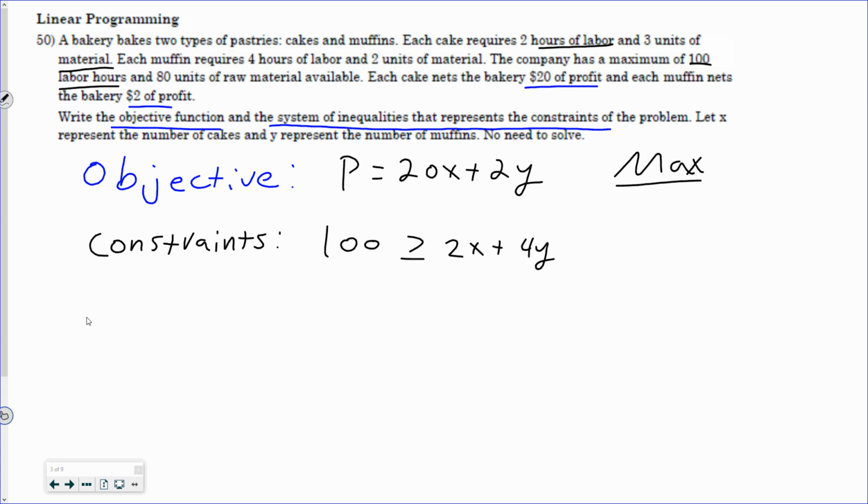The other constraint is going to be based off the material that you have. I only have 80 raw material to use, so like eggs, flour, milk, whatever. I only have 80 units of that to use. And of those 80 units, the cake requires 3, so 3x, and the muffins require 2. That's my constraints. That's my objective function. Does that make sense? Any questions about that? All right, that's all I need to do. I'm not going to solve this one.